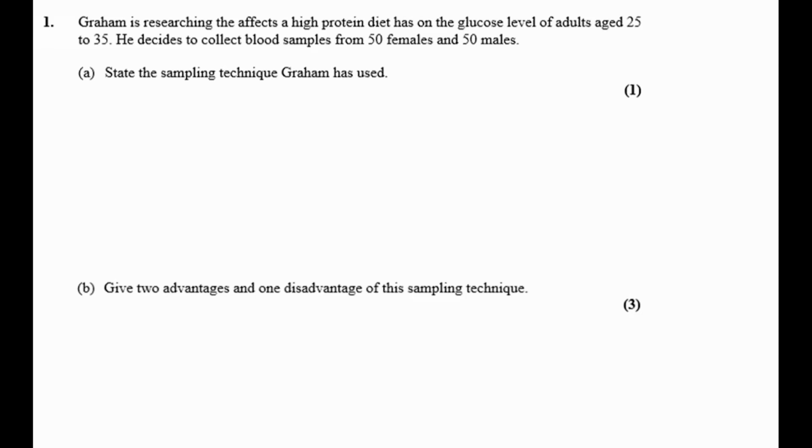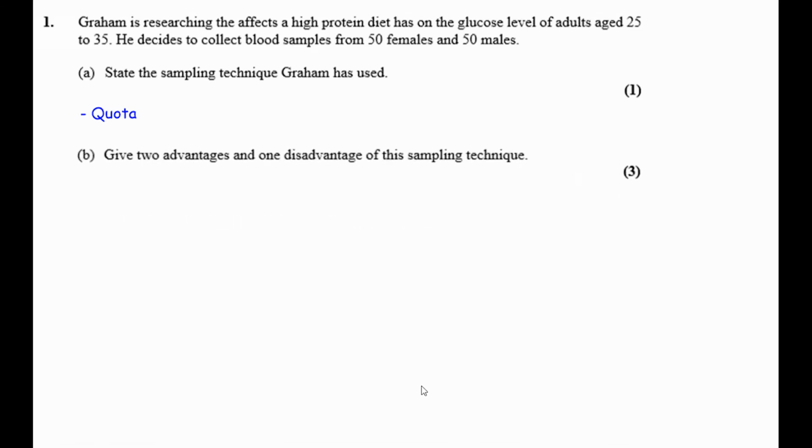Okay, so out of all of our sampling techniques, this sounds like it will either be quota or stratified. Since we don't know the proportions of the original population, we don't know whether this is a stratified sample, so we're going to go with quota. So Graham has simply said how many females and how many males he wants. He'll keep on going until he fills this quota of different genders.